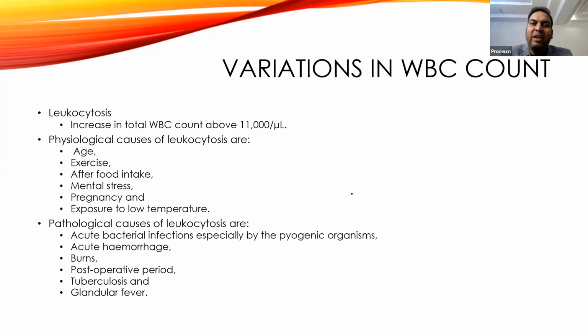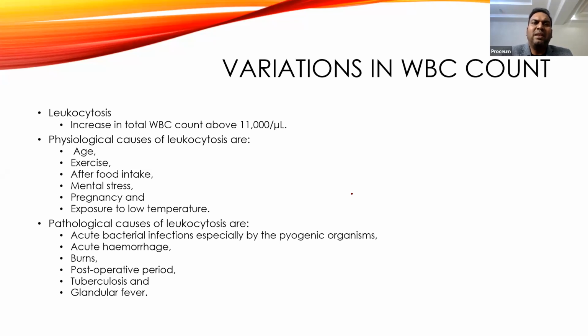Mental stress: again, mental stress will increase sympathetic activity, that will cause vasoconstriction, and that will increase the count. Then exposure to low temperature, which again causes vasoconstriction, and that will also increase your WBC count. Now come to pregnancy. Pregnancy is a physiological process where a woman conceives and rears the fetus in her womb, and this is one of the bigger stresses to the mother, and that stress will cause more release of the WBC into the blood, and because of that there is an increased WBC count in pregnancy.